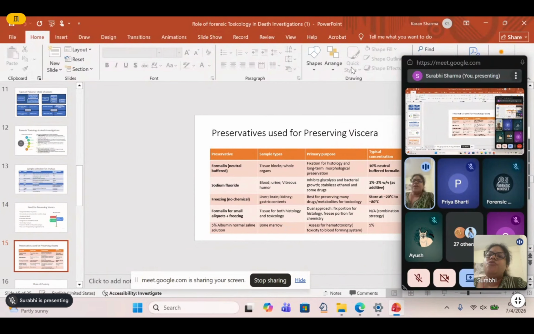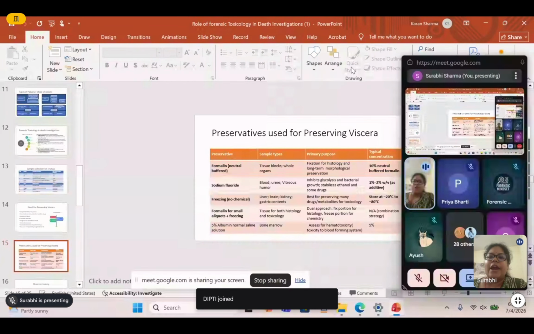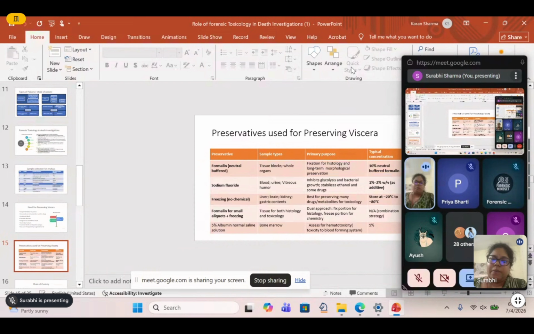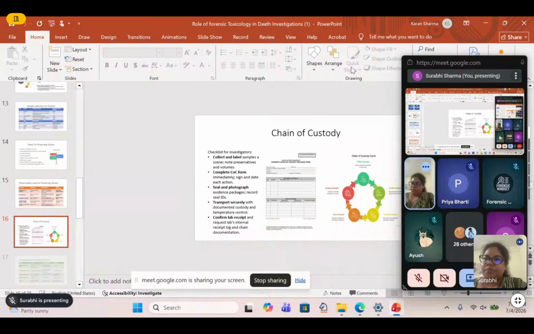Then preservatives used for viscera. We have different preservatives. The most common preservative used for visceral organs or viscera is saline solution. Apart from saline solution, we have formalin, sodium fluoride, and freezing, like we have to keep it in a deep refrigerator also. We have formalin, and we have 5% albumin normal saline solution for the other things. I have written over here what sample types, which preservatives are used, what the primary purpose is, and what concentration it is used in.